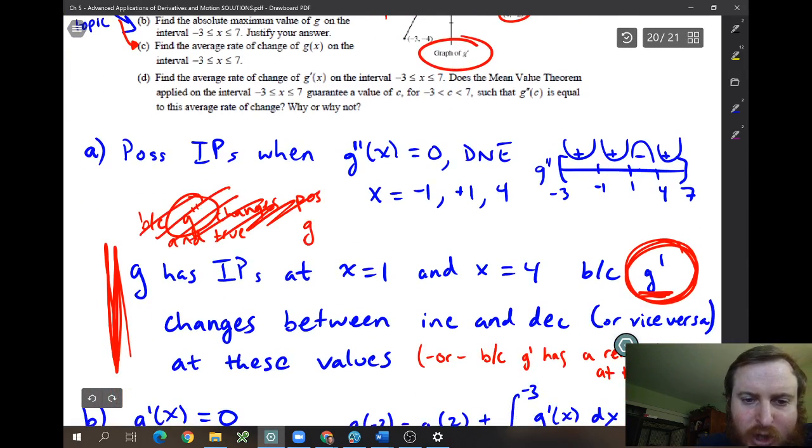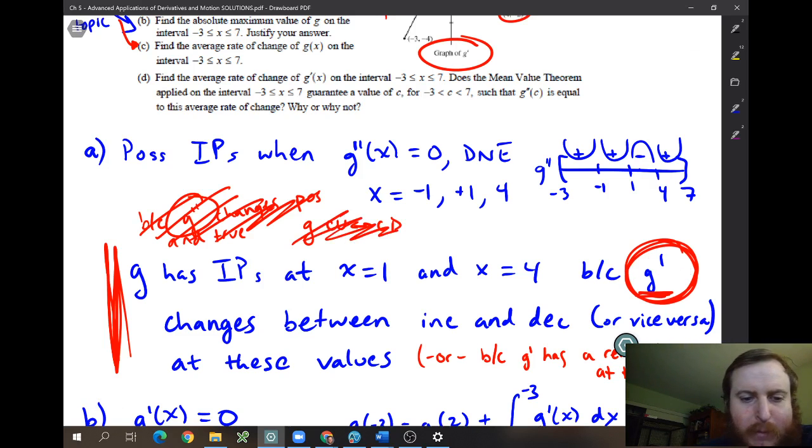Same thing if you said because G changes from concave up to concave down, you're not going to get points because we don't have a graph of G. We don't know anything about G. We have a graph of G prime.